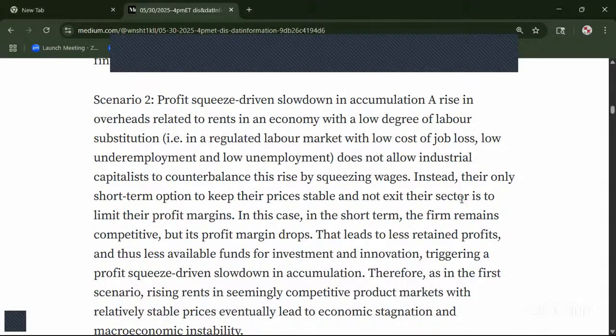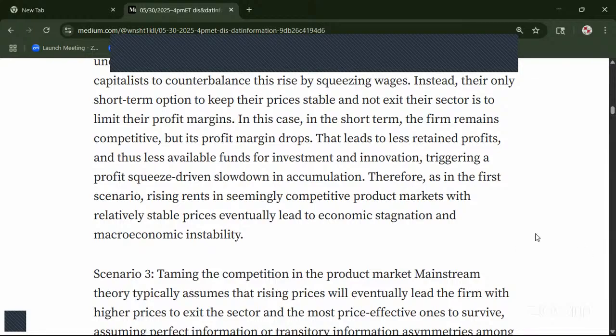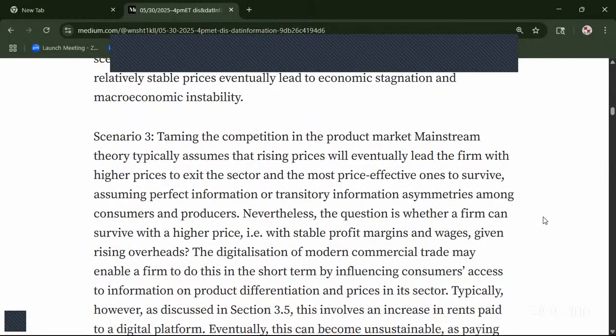Instead, their only short-term option to keep their prices stable and not exit their sector is to limit their profit margins. In this case, in the short term, the firm remains competitive, but its profit margin drops. That leads to less retained profits and thus less available funds for investment and innovation, triggering a profit squeeze-driven slowdown in accumulation. Therefore, as in the first scenario, rising rents in seemingly competitive product markets with relatively stable prices eventually lead to economic stagnation and macroeconomic instability.